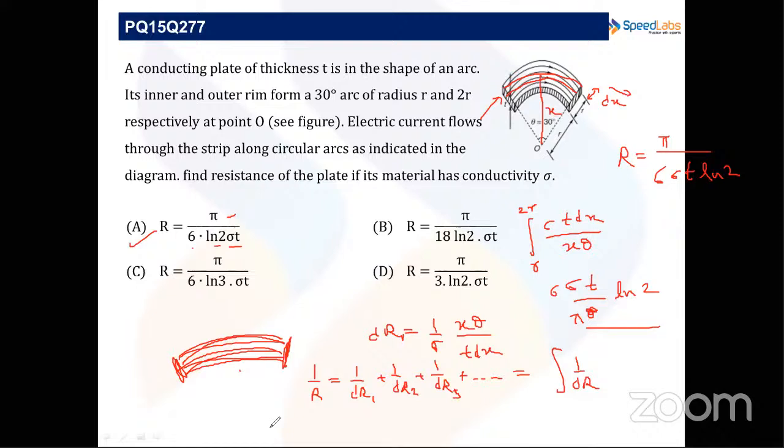Just a second, I can't see the comments. Any doubt in this? Anyone? Any doubt? Let's move on to the next part.